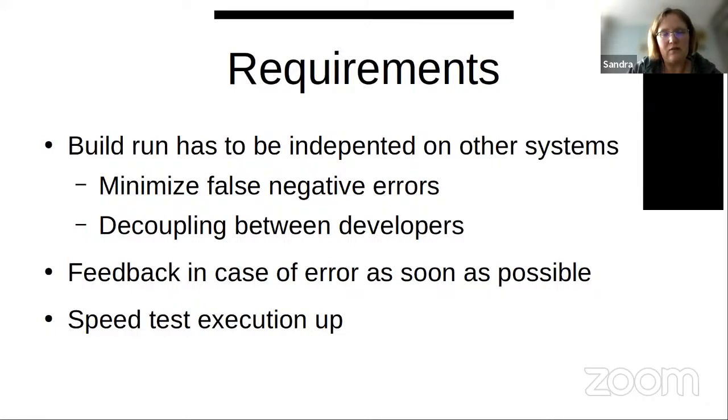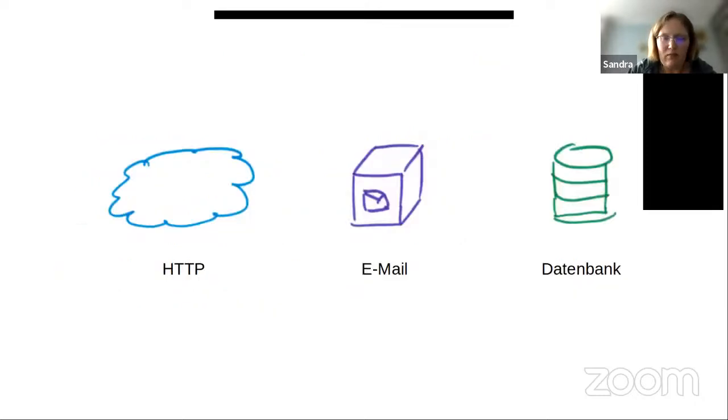Then I have no coupling to other developers. I want to have feedback in case of errors on my machine and not on the remote machine. And it should speed up my test execution on that side. So have a look at three tasks. Maybe I have some REST calls. What about emails? And what about the database on the side?